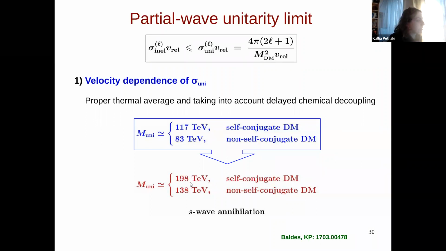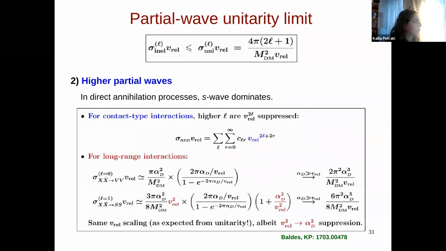The values you see here are still assuming S-wave annihilation, and this is the second thing that we should question. So Griest and Kamionkowski had claimed that the S-wave annihilation is indeed the most important contribution to the annihilation of dark matter, and this is because when we have contact-type interactions, we can expand them in the relative velocity, and the S-wave contribution gives the dominant contribution. The higher partial waves are suppressed by higher powers in the velocity.